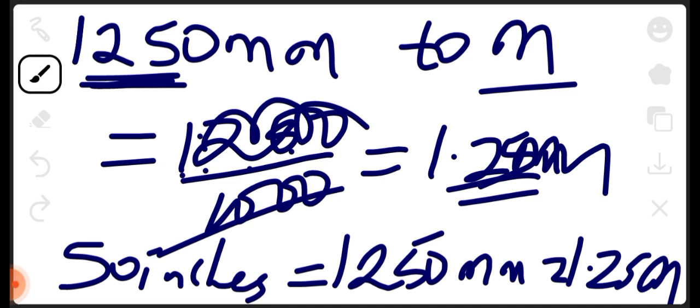Now remember, it is very important, very good, to convert the inches to millimeters before moving to meters. It's very good to do that.